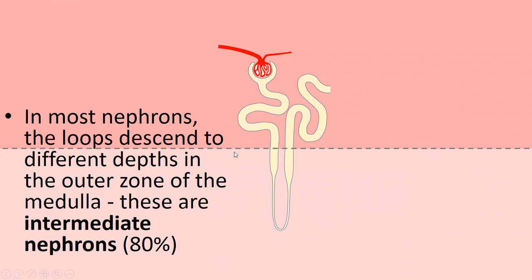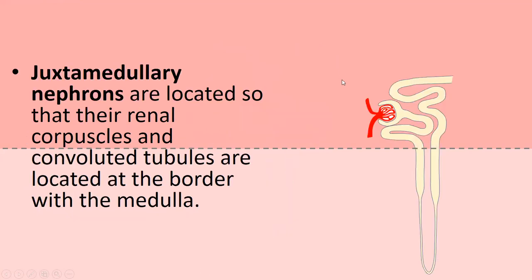In most nephrons, about 80%, the loops descend to different depths in the outer zone of the medulla, and they are called intermediate nephrons or typical cortical nephrons. And the other nephrons, which form about 20%, are called juxtamedullary nephrons, and their renal corpuscle is located near the border with the medulla, and also the convoluted tubules, and the loop of Henle is very long and it reaches the deepest parts of the medulla of the renal pyramids.